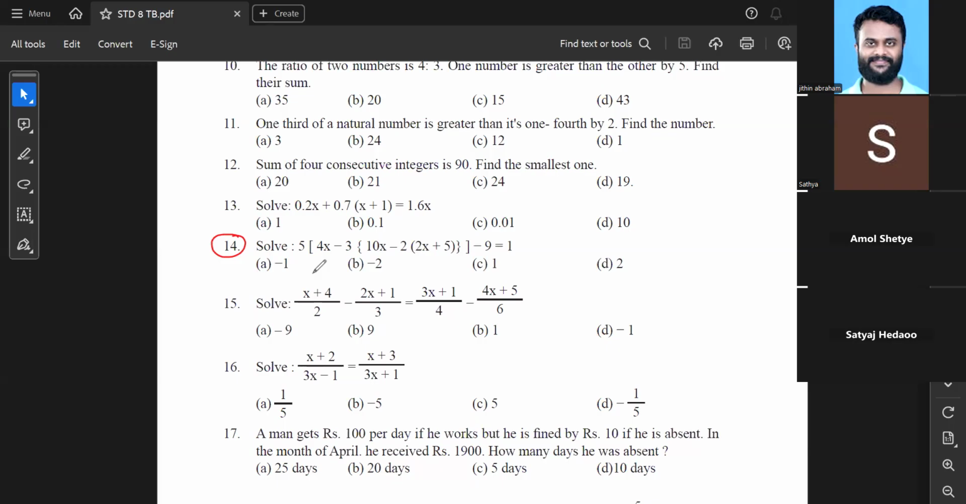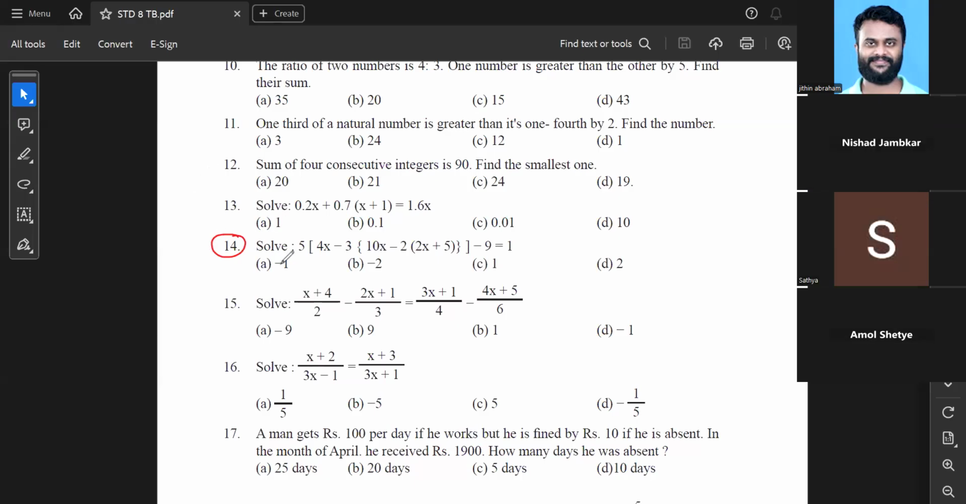I believe you're done. Yes, Kavin, you can tell the answer. Sir, the answer was 2. Okay. Let me just solve now. So I'll always go for the innermost bracket first. You should also go for that.